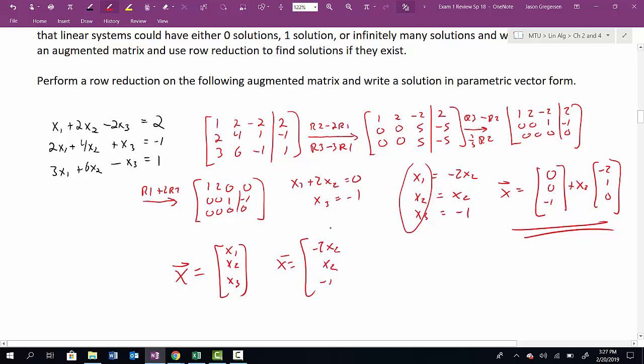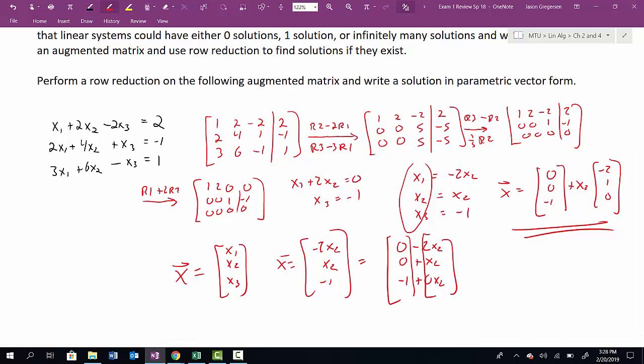Okay. Now, when I look at those, I have some things associated with x2 and some are constants. But I want to visualize them all as having each of those pieces. So it's kind of like 0 minus 2x2, and 0 plus x2, and -1 plus 0x2, right? That's what I'm maybe mentally doing. And then I'm saying, oh, that looks like the sum of 2 vectors, right? And the right vector will have an x2 in each component. All right. Any other questions?